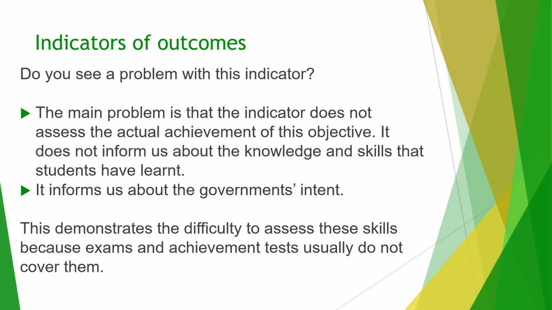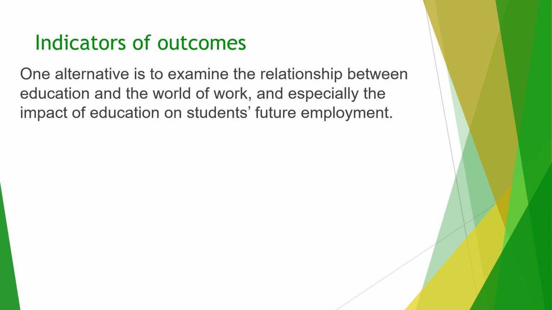One alternative is to examine the relationship between education and the world of work, and especially the impact of education on students' future employment, because indeed, one outcome of the education system is also that education will improve through ensuring a good relationship between what students learn and what they will need in the job market. That education will improve social mobility for the individual and socioeconomic development for the nation. And that we can do through an examination of the relationship between education and the world of work.